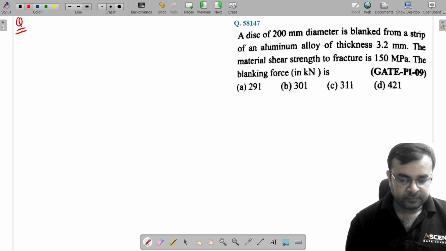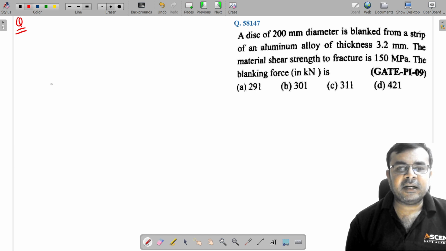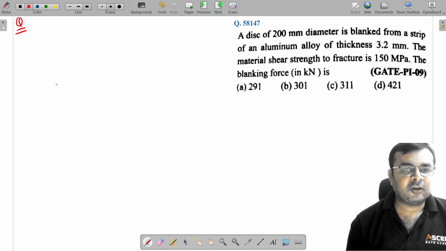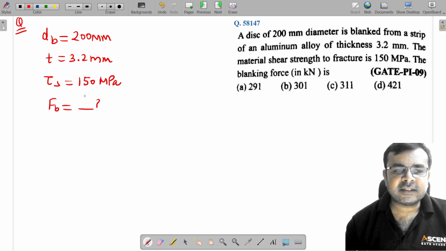A disc of 200 mm diameter is blanked from a strip of aluminum alloy of thickness 3.2 mm. So the diameter of the blank is given here, that is 200 mm, and the thickness is also given, that is 3.2 mm. The material shear strength tau s is given, that is 150 megapascal. We need to calculate the blanking force. Blanking and punching both are shearing operations.